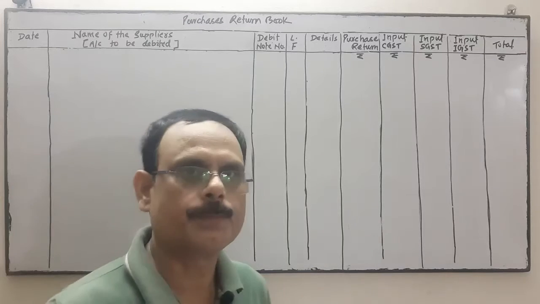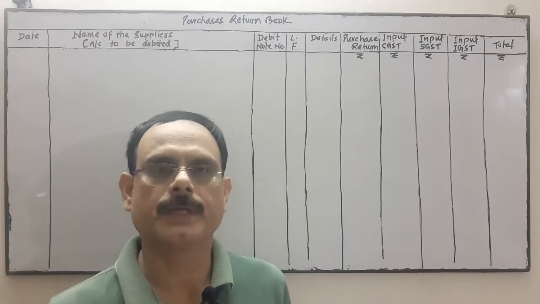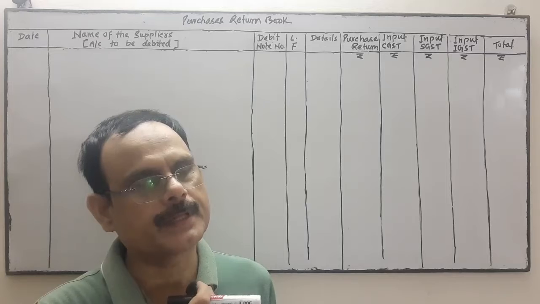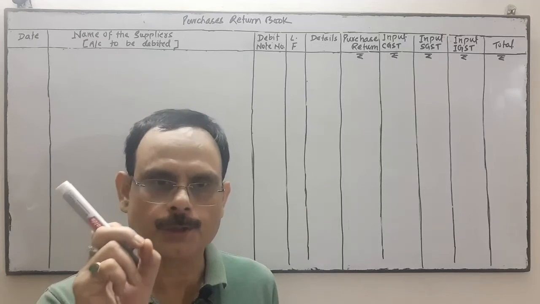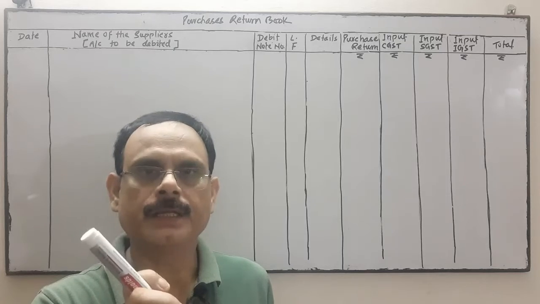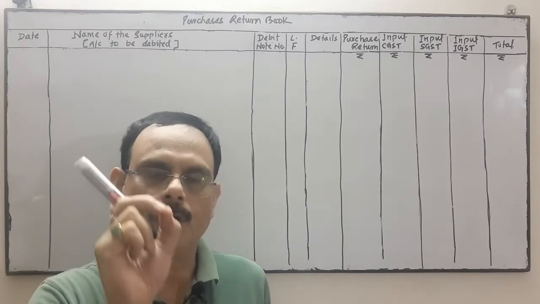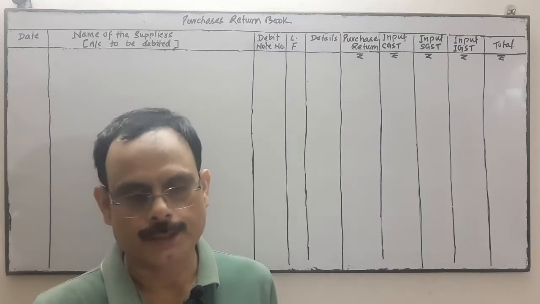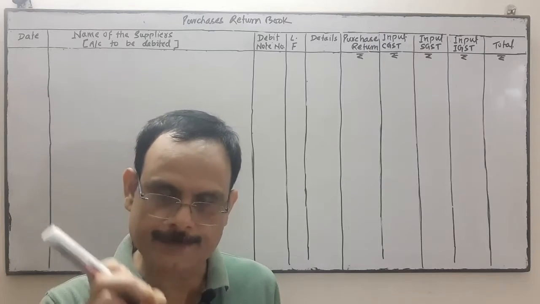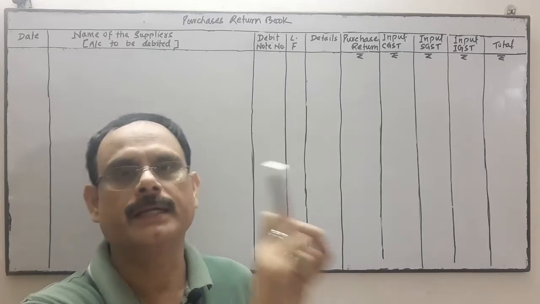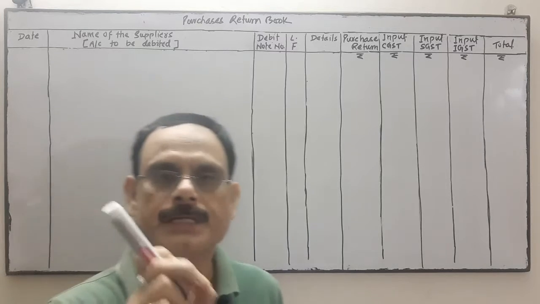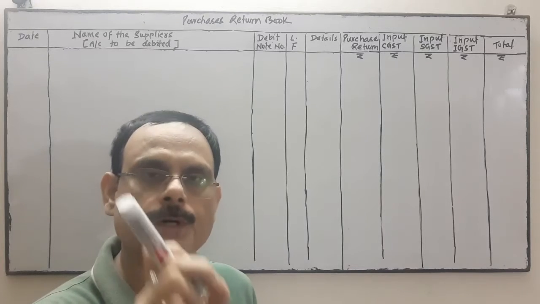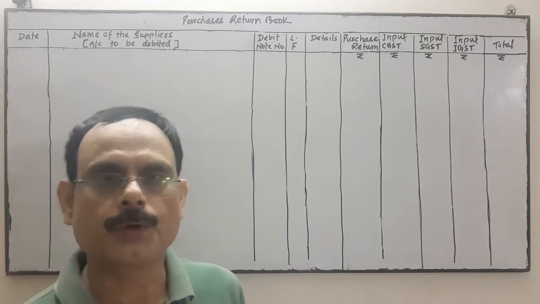Now come to the next account, the name of that account is purchase return. As I discussed earlier, in the purchase return we record those transactions where goods purchased on credit are returned by us. If the same goods purchased on credit are returned to the supplier, this will be recorded in the purchase return book. This is also called the return outward book.